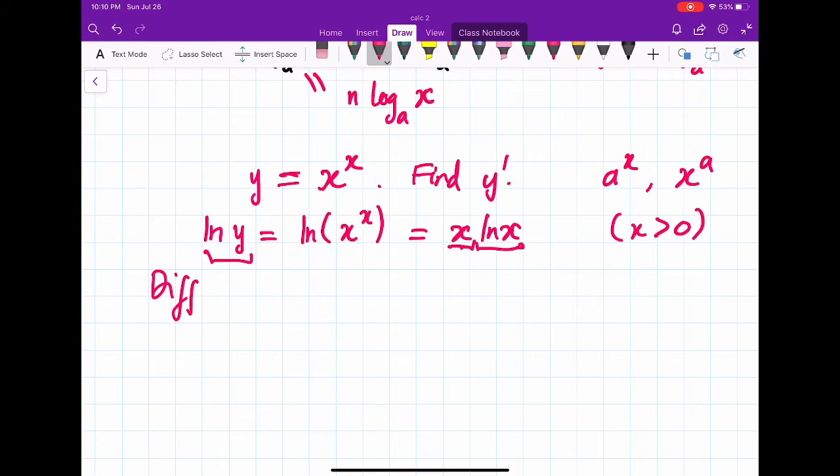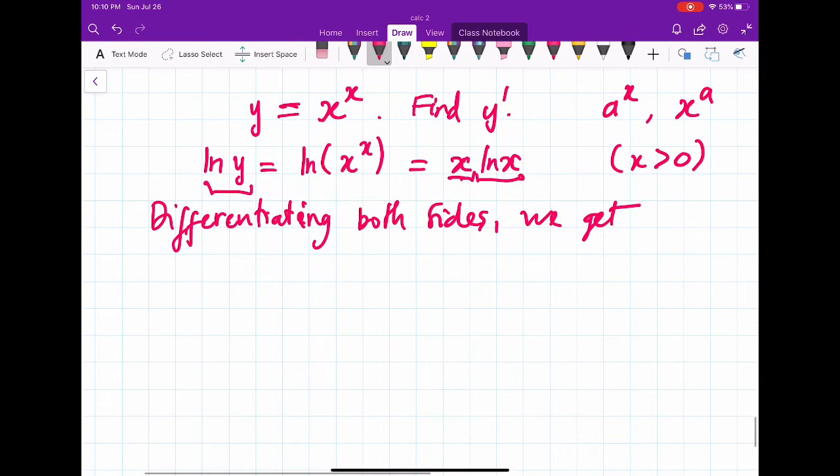So now I differentiate both sides. Okay, differentiating both sides, we get, on the left hand side, y prime over y, right? The chain rule. On the right hand side I need to use the product rule. The derivative of x is just 1, so I write ln x in here, plus x times the derivative of ln x, which is 1 over x.